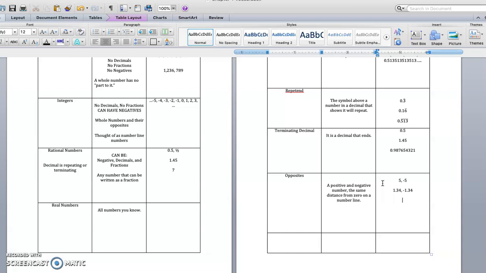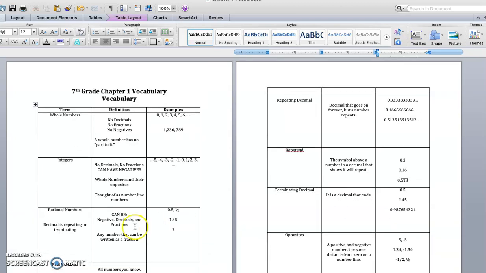In terms of decimals, 1.34 and negative 1.34 are opposites. I could start with the negative. Negative 1/2 and positive 1/2 are opposites. So opposites can be any number, any real number. It's just the positive and negative of it. And that is all you need to know for vocab.